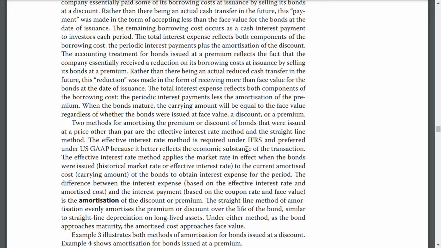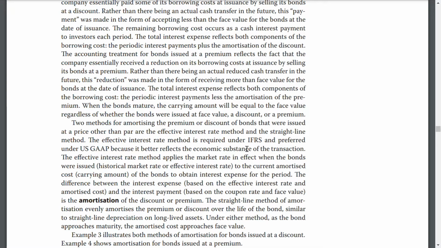The accounting treatment of bonds issued at a premium reflects the fact that the company essentially received a reduction in its borrowing costs at issuance by selling its bonds at a premium rather than there being an actual reduced cash transfer in the future. This reduction was made in the form of receiving more than face value for the bonds at issuance. The total interest expense reflects both components of the borrowing cost: the periodic interest payment less the amortization of the premium. When the bonds mature, the carrying amount will be equal to the face value regardless of whether the bonds were issued at face value, a discount, or a premium.